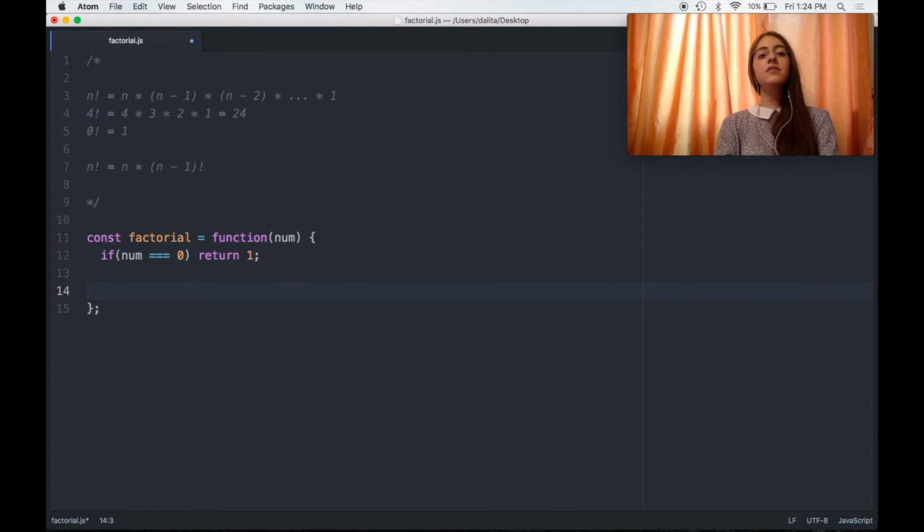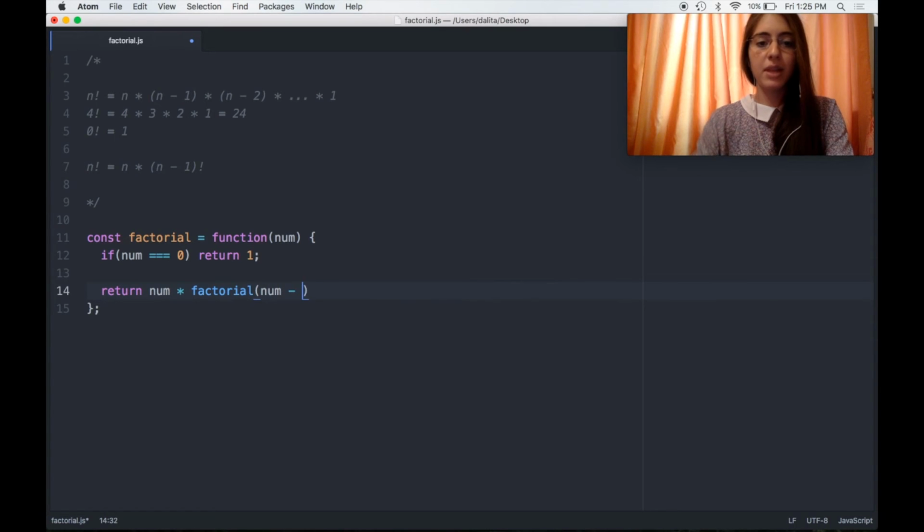But for higher values than 0, we have this solution, which is n multiplied by n minus 1 factorial, and this is the smaller portion of the original problem. So I'm going to write return number multiplied by factorial number minus 1.